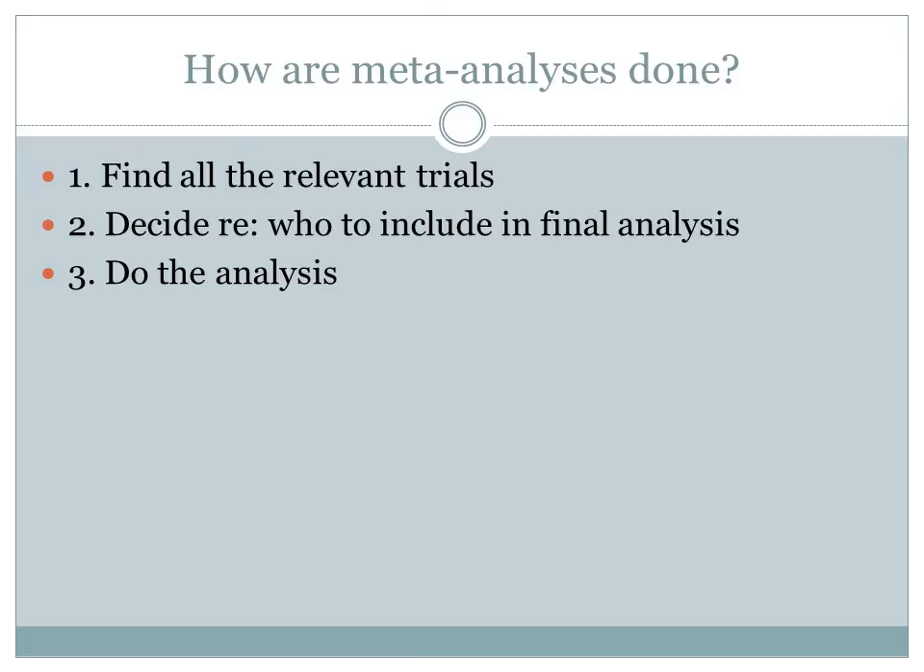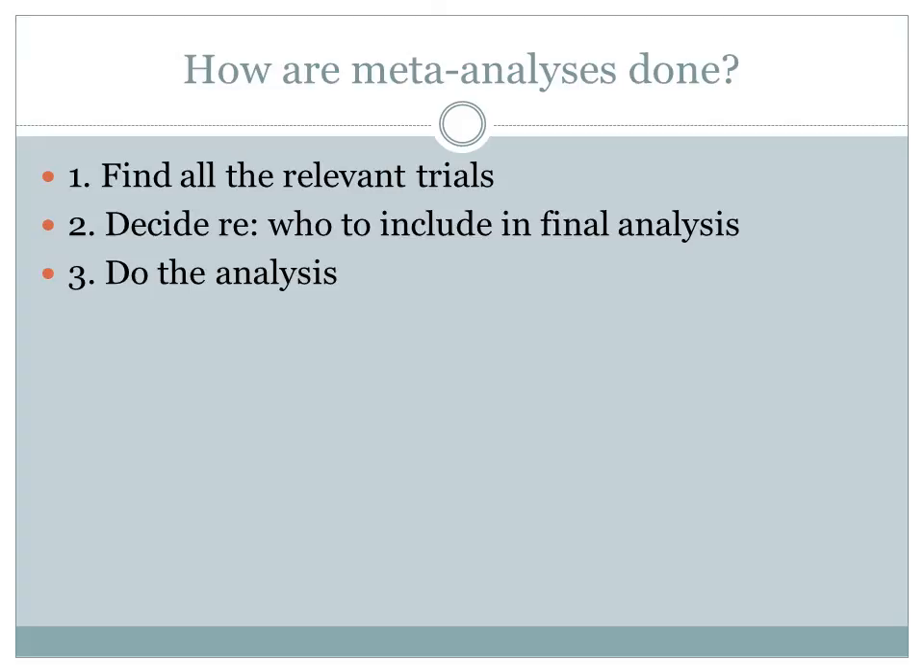So how are meta-analyses done? When you read your meta-analyses, the method section will be fairly long. There's a couple of important steps that are always done the same way that you just need to understand. So I'm going to go through them here. The first one is to find all of the relevant trials to include in your meta-analysis. And this seems simple. You just go to PubMed and search them all.